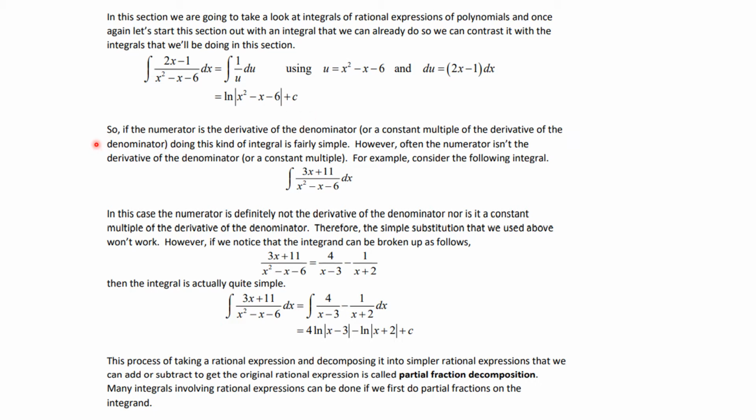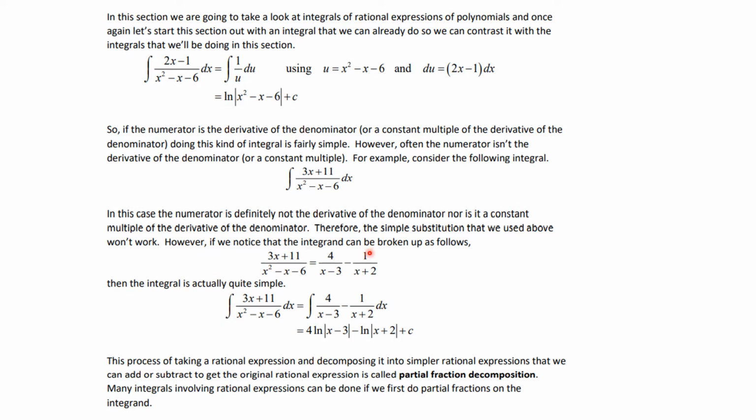So if the numerator is the derivative of the denominator, or a constant multiple of it, it's pretty easy to do, and we knew how to do this before. However, often the numerator isn't the derivative of the denominator or a constant multiple thereof. For example, consider our first example: the indefinite integral of 3x plus 11 over x squared minus x minus 6. The numerator is definitely not the derivative of the denominator nor a constant multiple of it. Therefore, the simple substitution we used up here won't work.